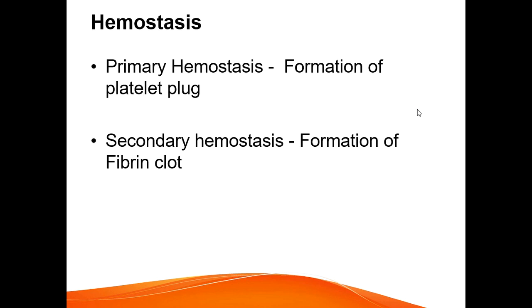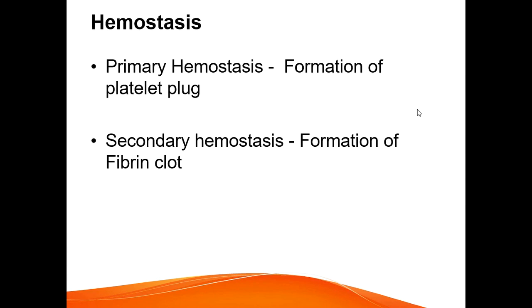So hemostasis first is primary hemostasis, which involves, whenever there is a trauma, a vasoconstriction, and the platelets adhere to the endothelium with the help of von Willebrand factor to form a platelet plug, which is known as primary hemostasis. This is the first response to any injury.